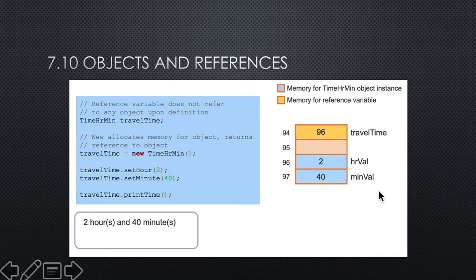Object and references. Basically, a reference is a variable type that refers to the object. Its function is to store the memory address. Okay, in this case, travel time. The one in yellow is a reference to 96, which is the reference memory. And from there, the program knows that at this location, we have the hours and the minutes. That is where they're going to be printed out. Okay, it's going to be called. 7.11.